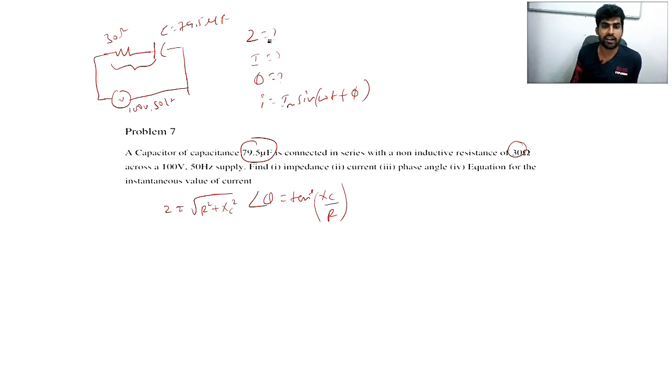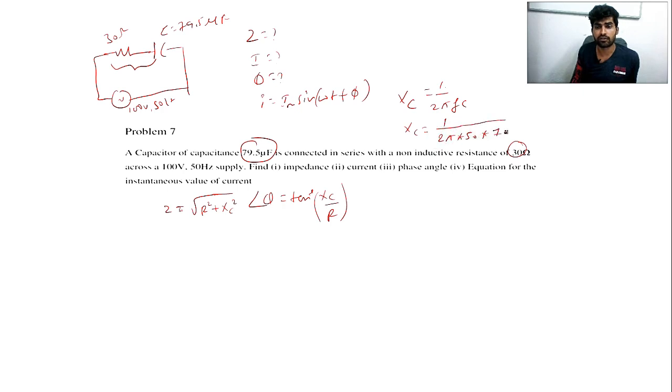So I'll be calculating Z now. Z is equal to root of R square plus X square. Xc we don't know, right? Xc, how to calculate? Xc is the capacitor reactance. Xc is equal to 1 by 2 pi Fc. So Xc is equal to 1 divided by 2 pi into 50 into C, which is 79.5 into 10 raised to minus 6 farad. Definitely you will get finally 40 ohm, right?